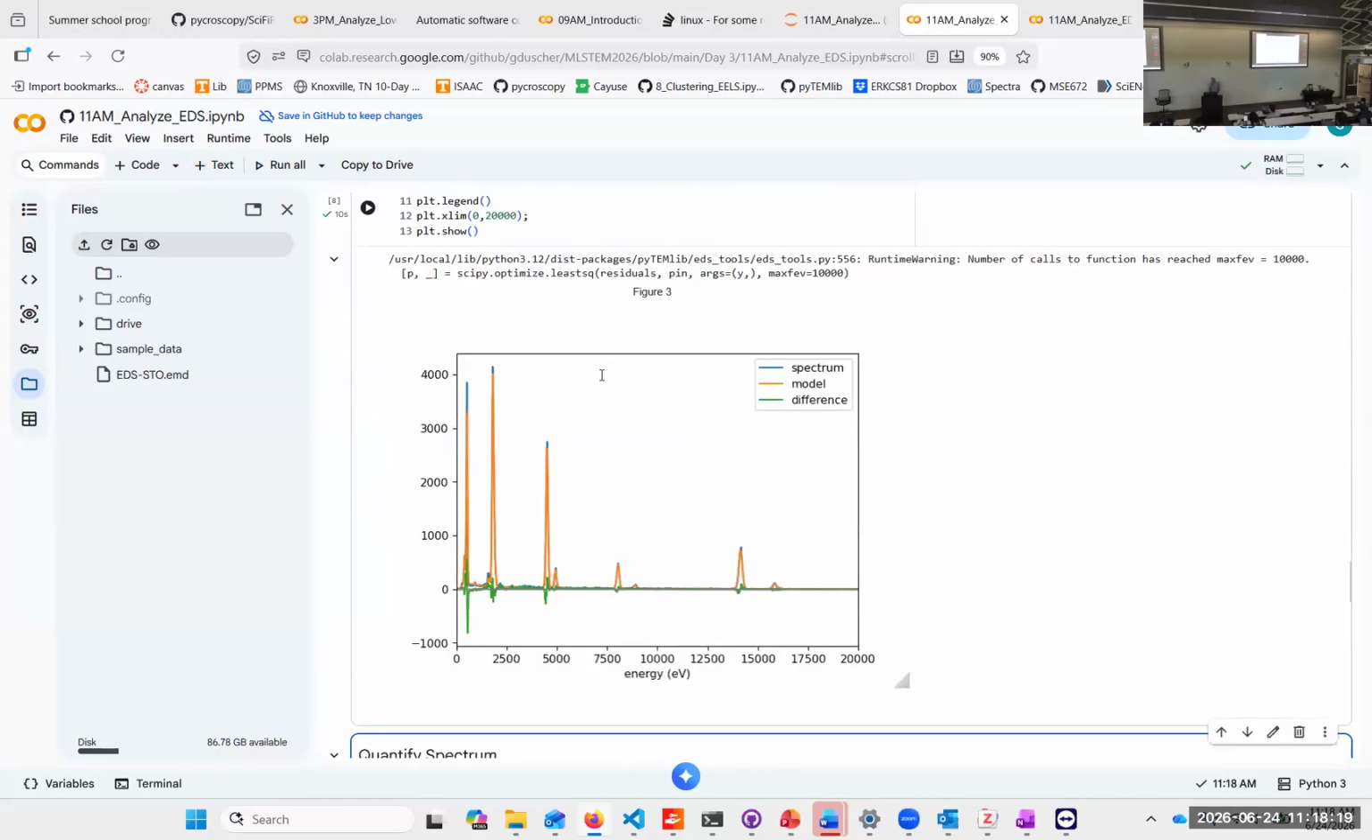And what we do then is, we fit the background, and the background is the Bremsstrahlung convolved with our detector.